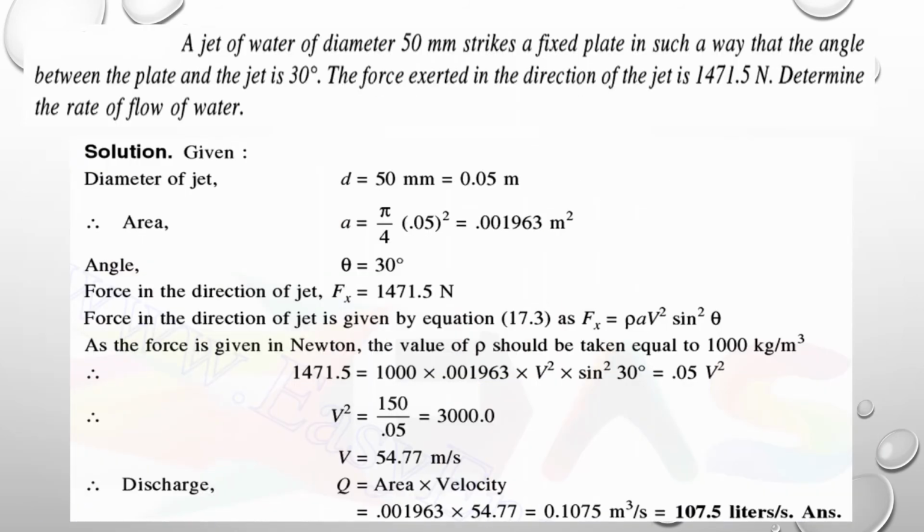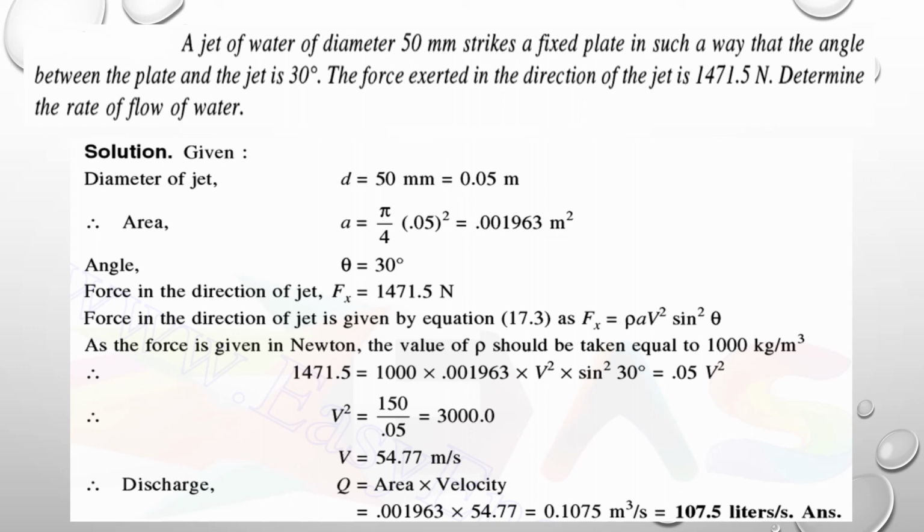Now let us look at another problem. A jet of water of diameter 50 mm strikes a fixed plate in such a way that the angle between the plate and the jet is 30°. So since the angle is given, this is a case of inclined stationary plate. Force exerted in the direction of the jet is 1471.5 Newton. Determine the rate of flow of water.